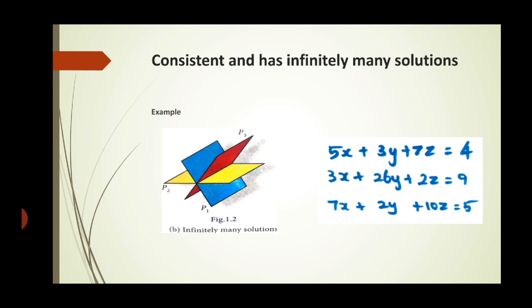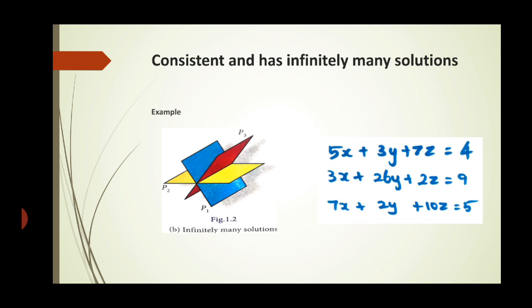And now we are going to have consistent and has infinitely many solutions. So like the same, here also we have this. Here in the diagram you can see P1, P2, P3, all of them meet throughout a line. That means on a line how many points will we have? On a line we will have infinitely many points.